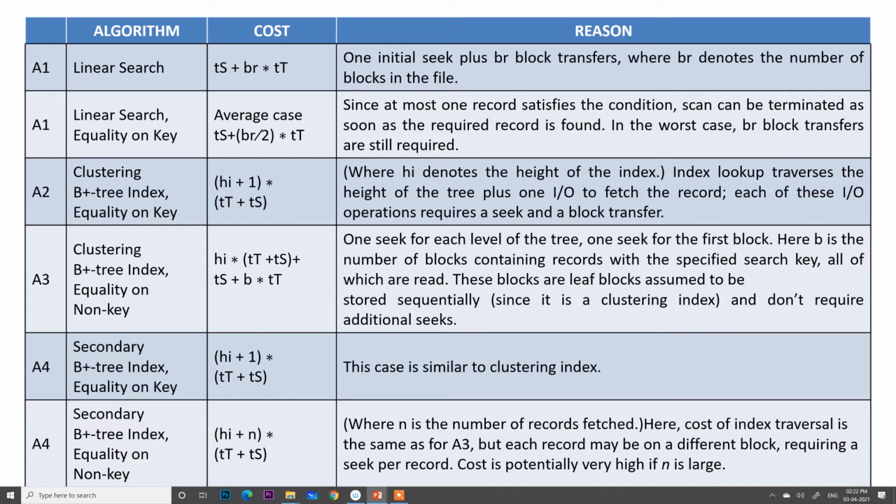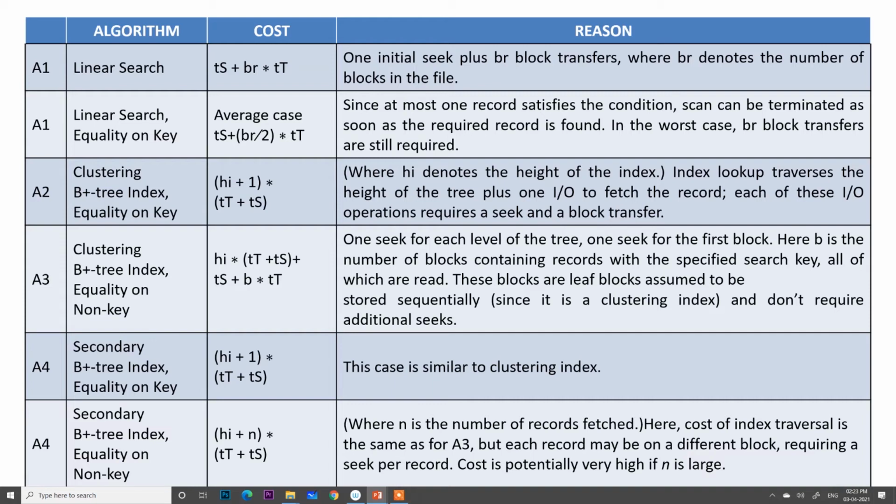The second algorithm is linear search with equality on the key. Here, the number of blocks searched is reduced by half. Okay, that is, if your key is already present in the beginning or in the first half, you do not need to search the second half. That is the meaning here. So the remaining cost is the same as the linear search in the previous case, but here the number of searches is reduced to half in case of equality on the key.